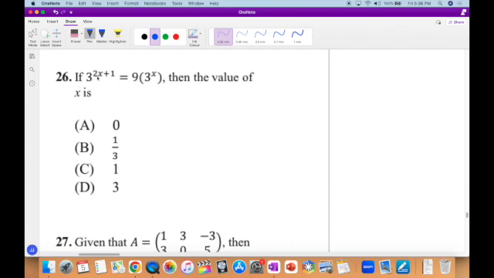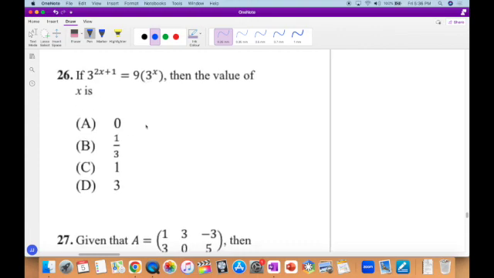If 3 to the power of 2x plus 1 is equal to 9 times 3 to the x, then the value of x is, well, this is quite interesting. 3 to the power of 2x plus 1 is equal to, what is 9? 9 is 3 squared multiplied by 3 to the x, right? So therefore 3 to the 2x plus 1 is 3 to the 2 plus x. You have to add the indices, right?